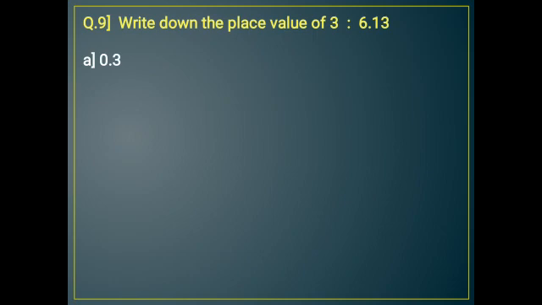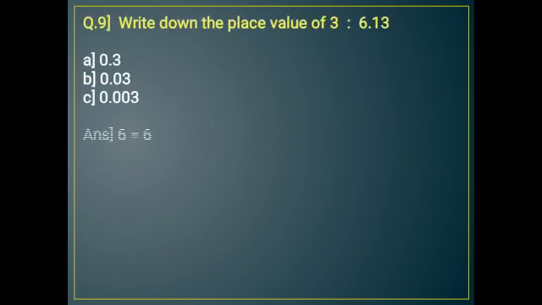Question number 9. Write down the place value of 3. So which number is here? 6.13. So we have to find the place value of 3. So first option is 0.3, second 0.03, and third 0.003. So we have to find the place value. So here 6's place value is 6, 1's place value is 0.1 and 3's place value is 0.03. So option B is correct, that is 0.03 is the place value of 3.